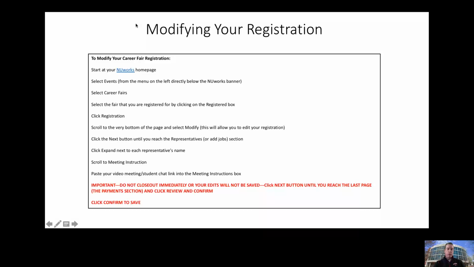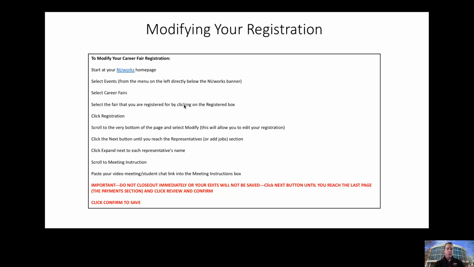And the way you do it is articulated here. You want to go back to your NU Works homepage. You want to select the events tab. You want to select the career fairs dropdown. Select the career fair that you want to modify, whether it's undergrad or grad. You want to click the registration button within that system. And here you want to then scroll down to the bottom of the page and select the modify button. This will allow you to go in and edit your registration.